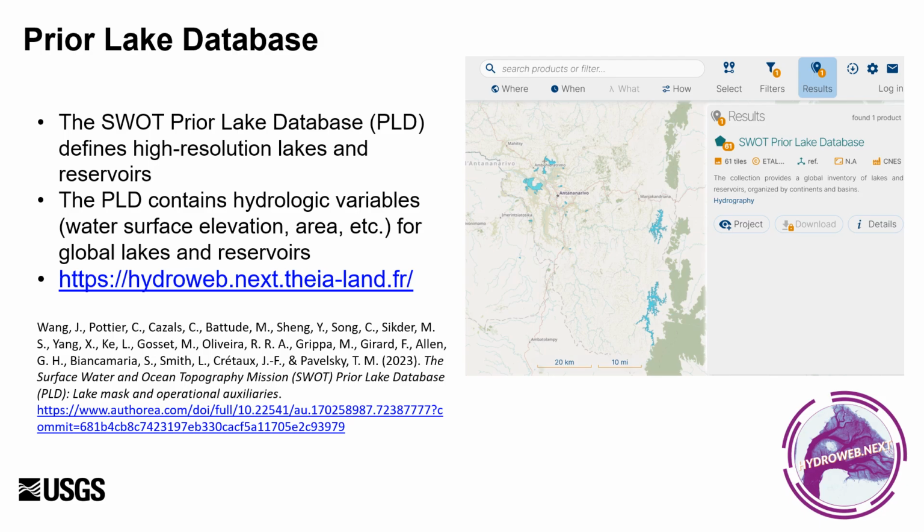For the Prior Lake Database, we're going to access this data through the HydroWeb Next platform, which I demonstrated last time. And the lake database defines high-resolution lakes and reservoirs that the SWOT satellite is estimated to observe. And similar to the SWOT river database, the Prior Lake Database, or PLD, contains hydrologic variables, including water surface elevation, area, and so forth for global lakes and reservoirs. Again, we'll access this data through the HydroWeb Next platform, which I'll demonstrate now. And you can also read more about this data set and its many attributes in this publication linked here.